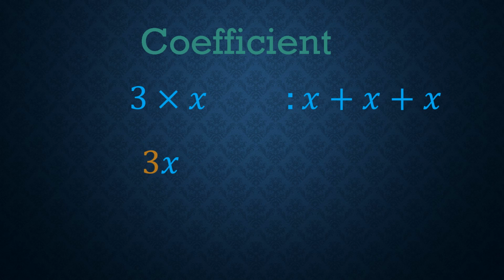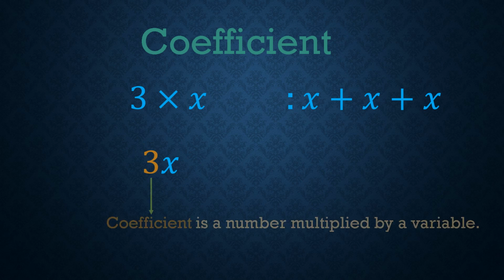In the expression 3x, the 3 is called the coefficient of x, and a coefficient is a number multiplied by a variable.